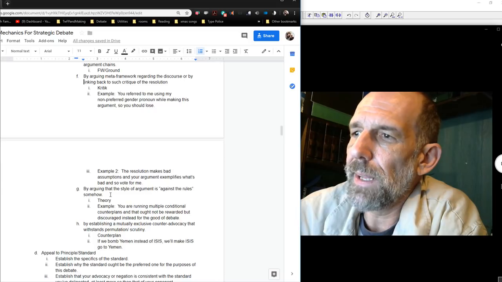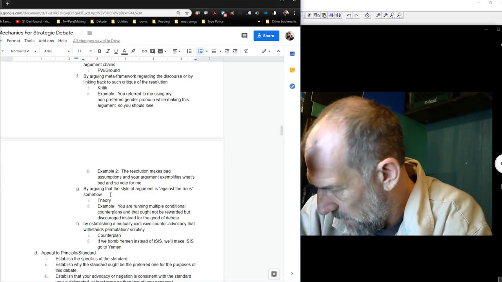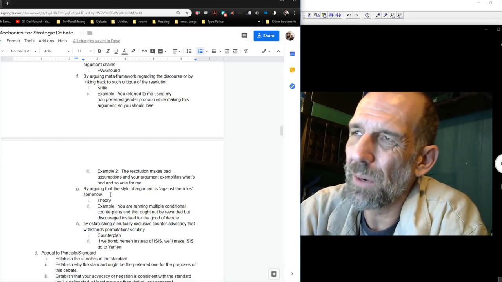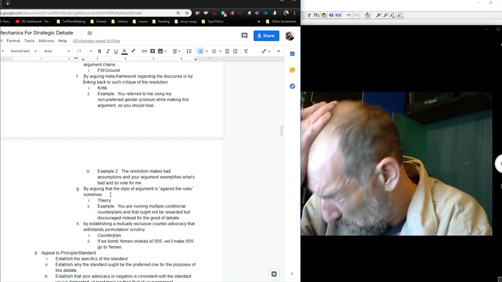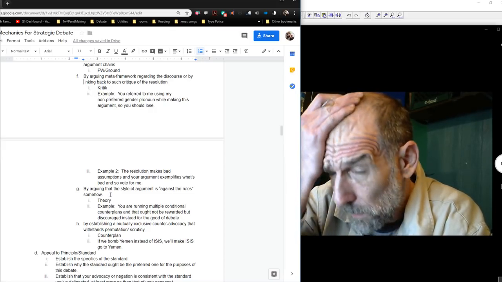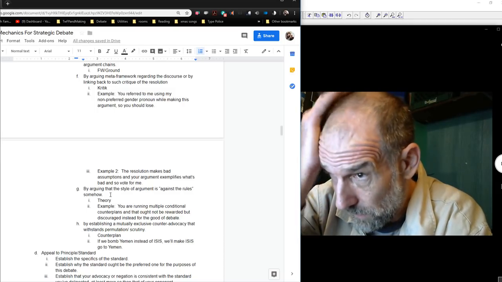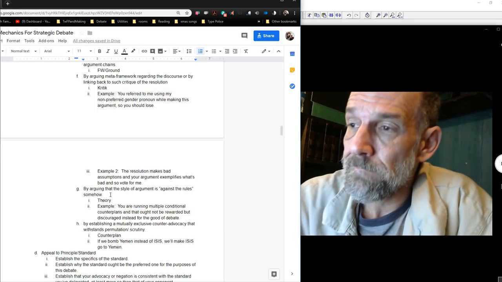Your ISIS argument is unfair because it... But you wouldn't really work on this particular ISIS argument. There's not much theory you could run on it. An example of a theory argument is running multiple conditional counterplans, and that ought not be rewarded, but instead discouraged for the good of debate.